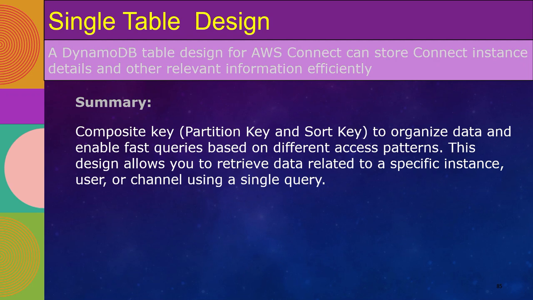So the composite key, which is the partition key and the sort key, is used to organize data and enable fast queries based on different access patterns. This design allows you to retrieve data relative to a specific instance, user, channel, etc.